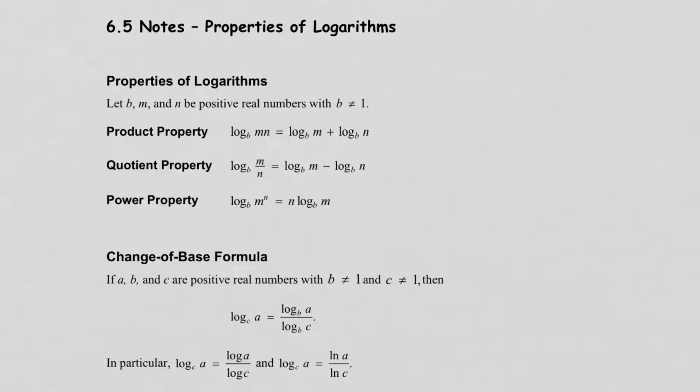And the power property tells us that when we have that exponent up here, that can be dropped out front, and so log base b of m to the n power could also be written as n times log base b of m. So we see here that multiply and add go together, and we can see here that divide and subtract. Those are the things that we're going to remember when we try to either condense or expand those expressions.